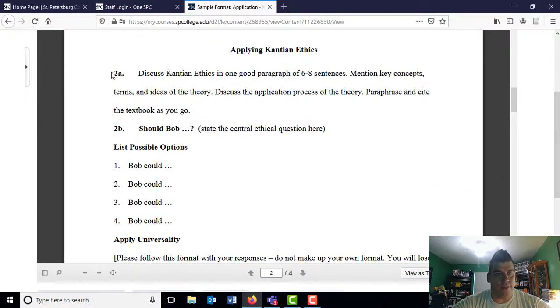In 2A, and it's 2 because this is the second theory we're applying. The last one was 1A last week, right? Discuss Kantian ethics in one good paragraph, 6 to 8 sentences. Mention key concepts, terms, and ideas of the theory. Discuss the application process of the theory and paraphrase and cite as you go, just like I said, okay?